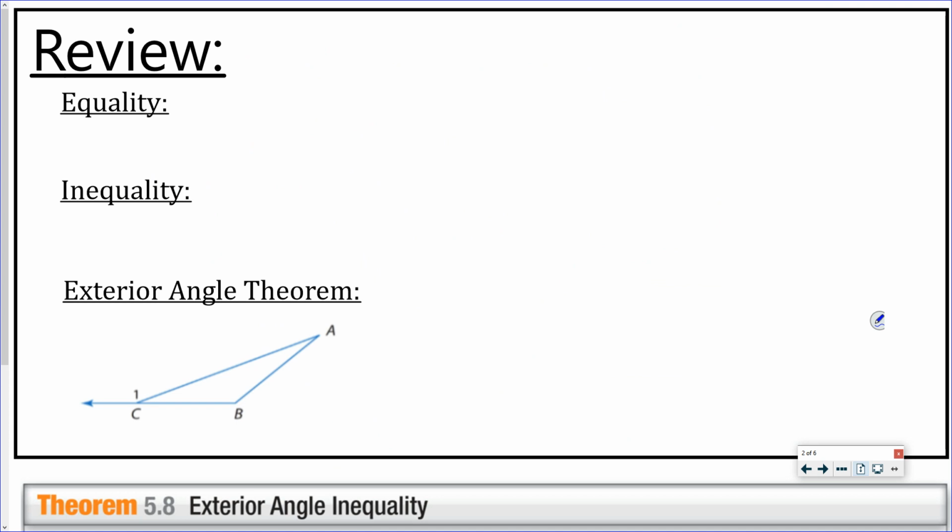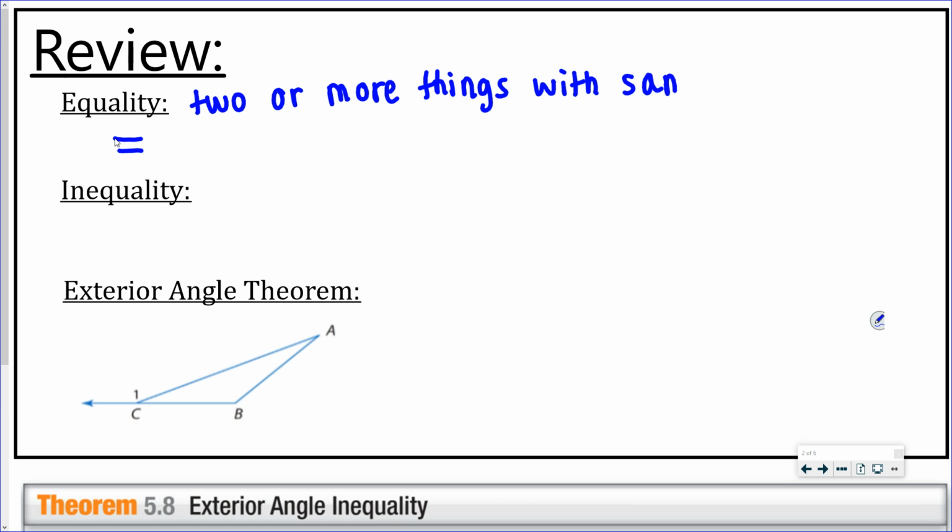First of all, you know what the word equality means in real life, like equal rights. In math, the symbol for equality is the double bars. We know it means equal. It's two or more things with the same value. I don't love the word things, but it can be numbers, it can be variables, it can be a lot of different things in math that have the same value. So if I said x equals 7, or the measure of angle A equals 60 degrees, I can show those two values have the same value by putting an equal sign in between them.